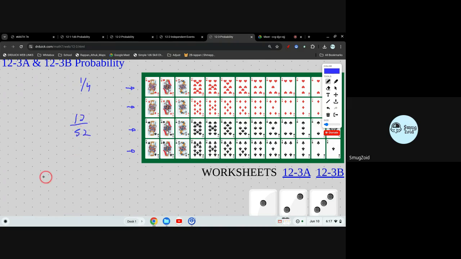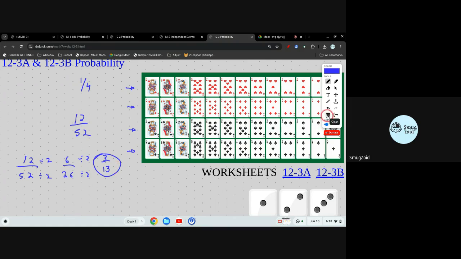Now, you would never leave it like that, right? You'd reduce this to a usable format. If I divide this by 2, divide this by 2, I get 6 out of what? 26. Divide by 2, divide by 2, I get 3 out of 13. Okay, so you just make sure you always reduce your probabilities to their lowest form. It's just like any fraction. You want to reduce it.